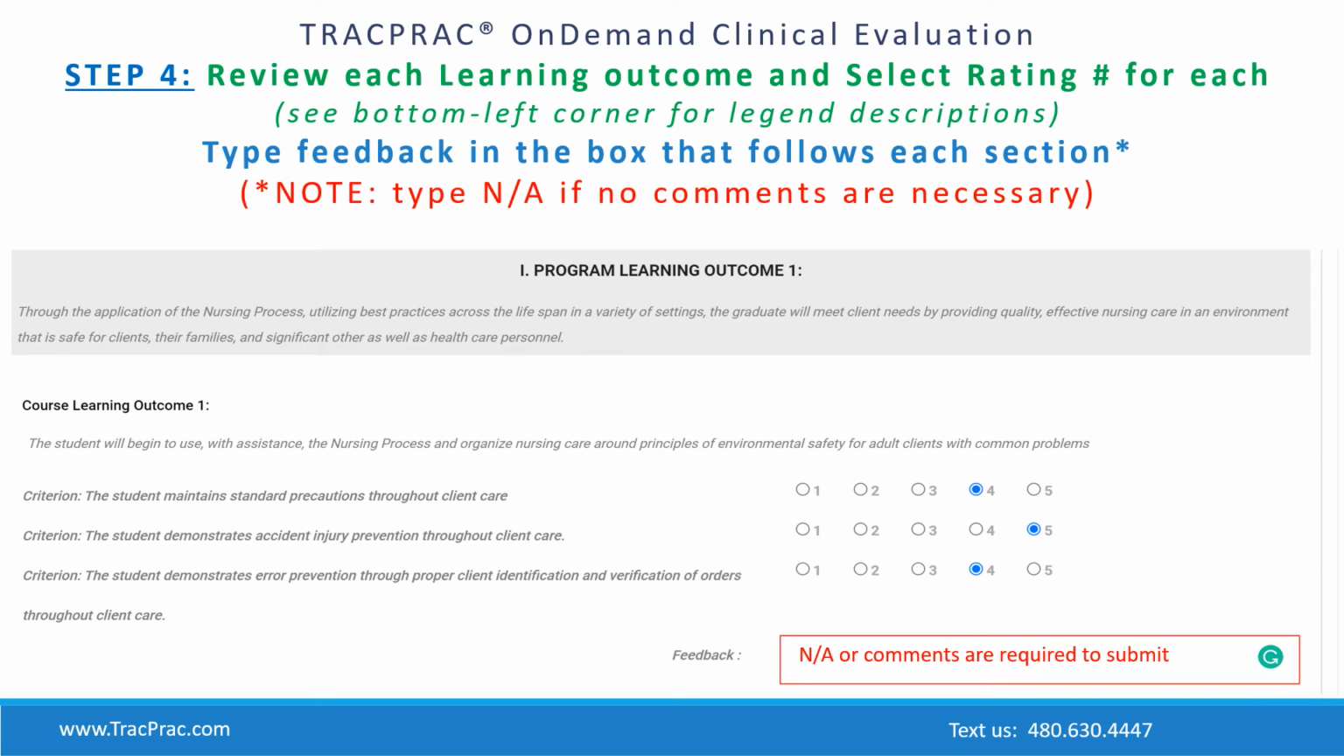You will continue scrolling down on the page to see each of the program learning outcomes and the matching course outcomes. You will review each learning outcome and select the rating for each by simply touching or selecting the number on the line. You will also type feedback in the box that follows each section. If no comments are necessary, simply type "Not applicable."